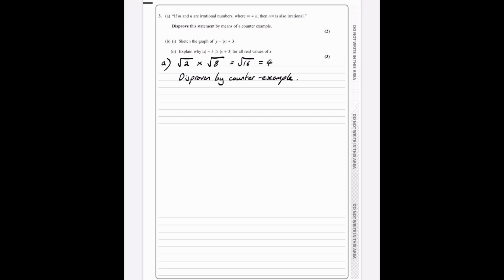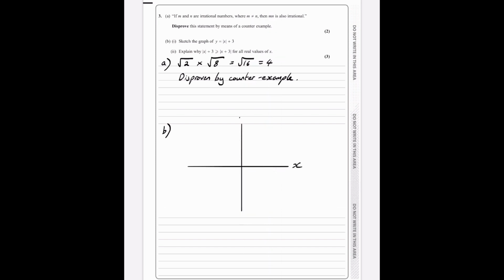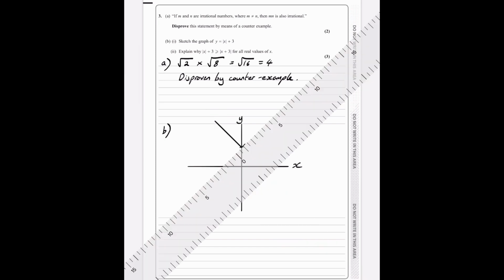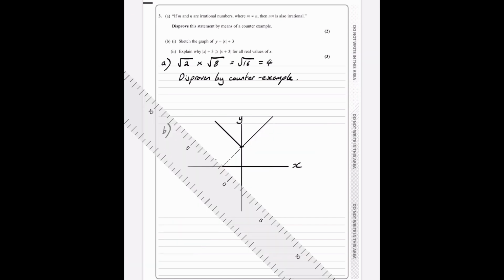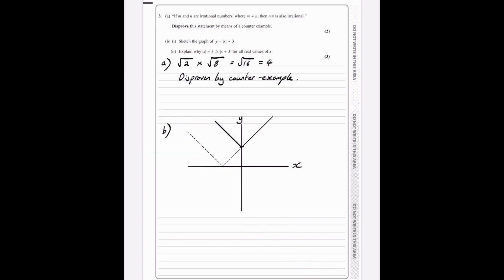For part B, we're going to do a little sketch. So we'll have a set of axes, my x and my y axes. Modulus function, so we get that familiar V shape, and modulo x plus 3 is going to go there. Probably should have marked on 3, and I should probably have marked on minus 3 on the axes. That's an oversight on my part. There's my modulo x plus 3, and then the other one is modulo of x plus 3.